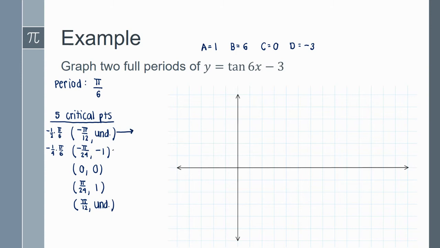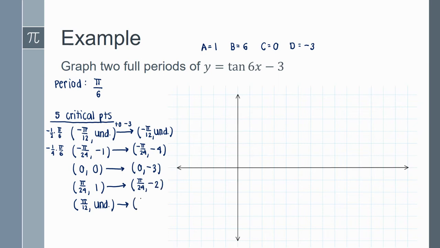So because we have a value for D, we are going to want to shift. In this case, that 3 is negative, so we're not changing the x's, but the y's, we want to go down 3. All right, so -pi over 12 stays as it is, and we keep it as undefined. We'll still have that -pi over 24, but now -1 minus 3 is -4. We'll keep the 0, and then 0 minus 3 is -3. Keep the positive pi over 24, and 1 minus 3 is -2. Keep the pi over 12, and then we will still have an undefined term.